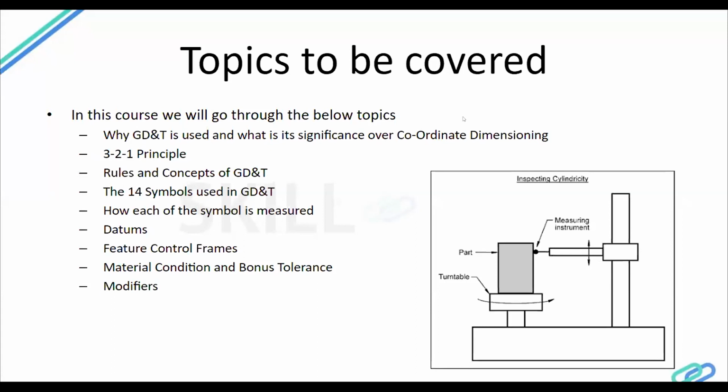Of course, the main key part is the material condition, the maximum material condition and the least material condition, and bonus tolerance. And you also have various modifiers accompanying these 14 symbols, and how they affect them, or how they are implied and when to use them. And yeah, just move on.